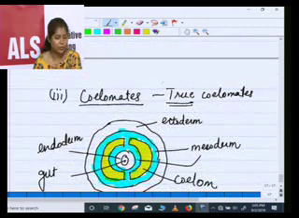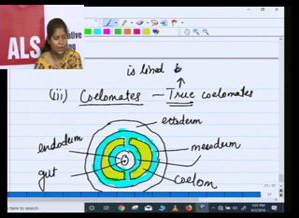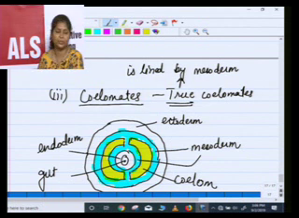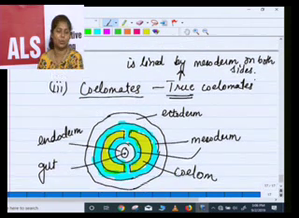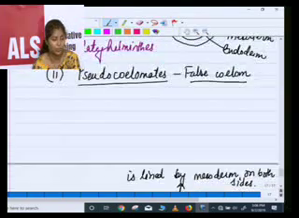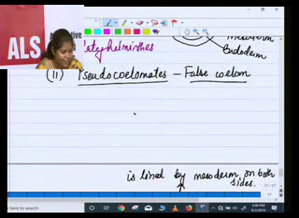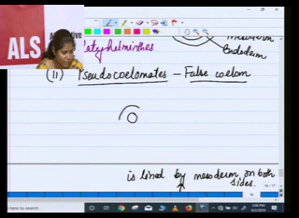Now you know the truth. What? That true coelom is lined by mesoderm. Always. Outside, inside. On both the sides. Lined by mesoderm. True coelom. Now let's see what happens with a pseudocoelomate animal.